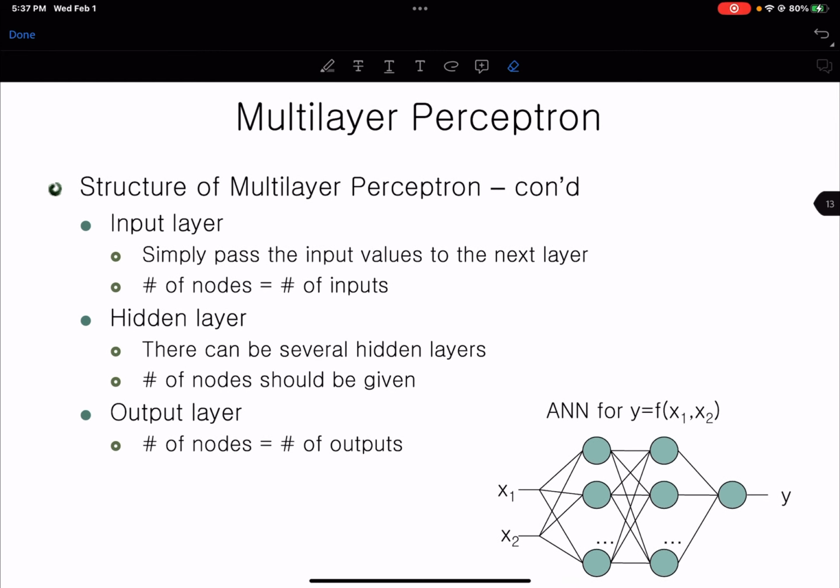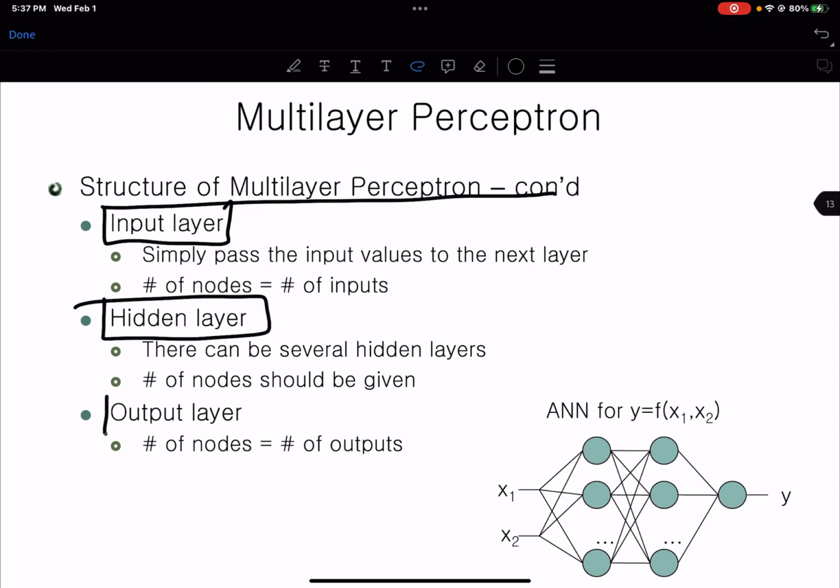To conclude what we have studied, the structure of a multi-layer perceptron is composed of the input layer, hidden layer, and the output layer. In the input layer, we simply pass the input values to the next layer. What is the next layer after the input layer? It is the hidden layer.